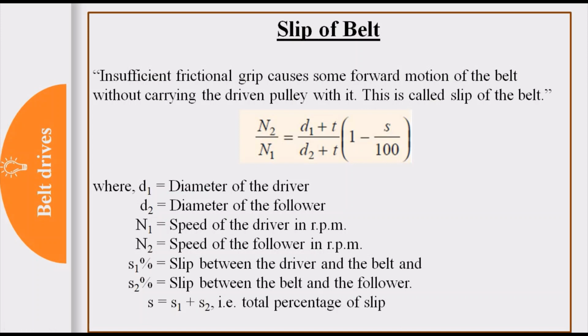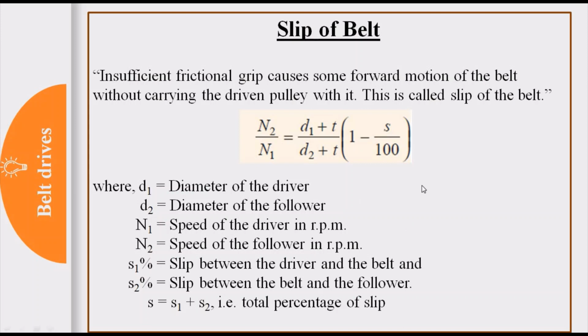That is nothing but a slip of the belt. So the effect of this slip is to reduce the velocity of the driven shaft. You can see here the velocity ratio we have discussed earlier, and one more term is added which will reduce this ratio, and that term is 1 minus s upon 100, where s is s1 plus s2, that is the total percentage of slip, where s1 is the slip percentage between the driver and the belt, and s2 is the slip percentage between the driven pulley and the belt.